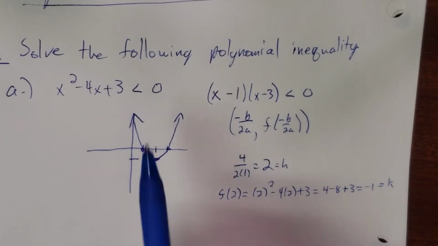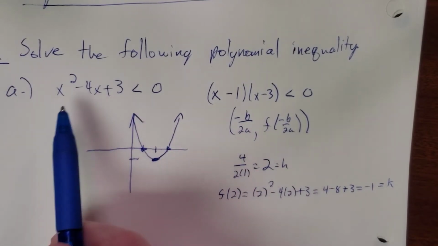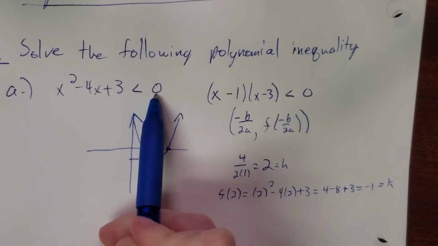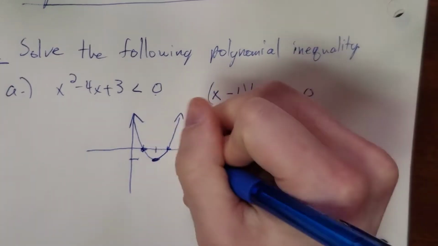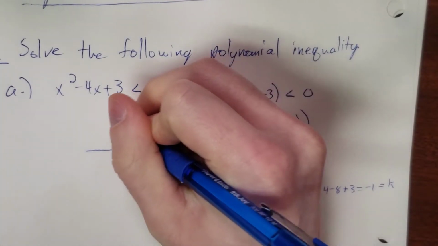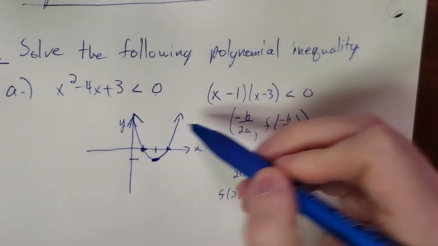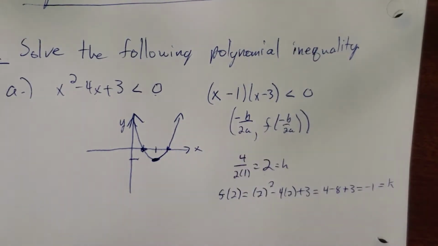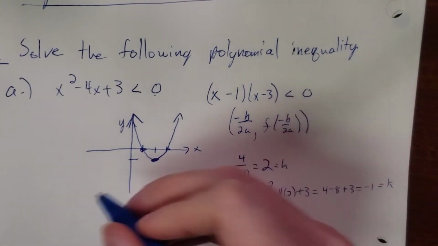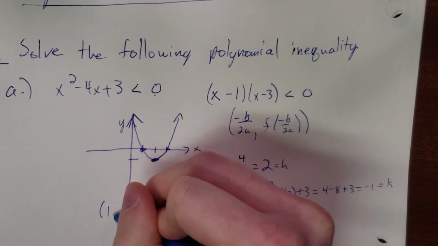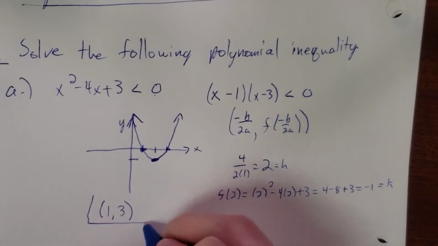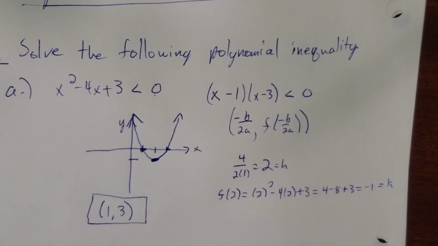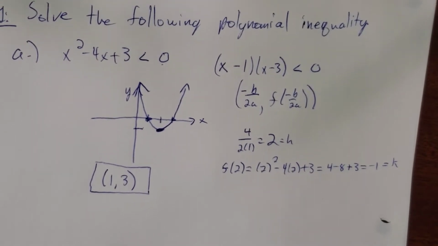And so now let's think about this question related to the graph. The question was x squared minus 4x plus 3 is less than 0. So if we look at the graph, where's our function less than 0? Right? Here's our x-axis, here's our y-axis. The function being less than 0 means we are below the x-axis. So where does that occur? This occurs from 1 to 3, not including the endpoints because we want less than. So our solution should be 1 to 3. Now the question is, how can we do that without having to draw the graph every time?